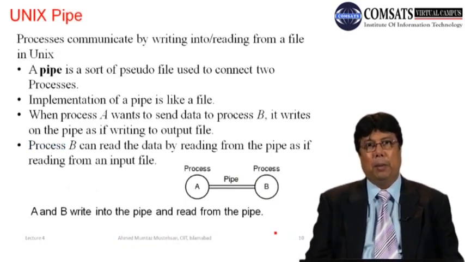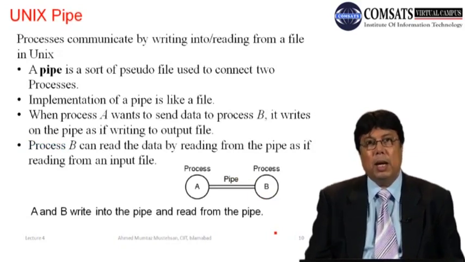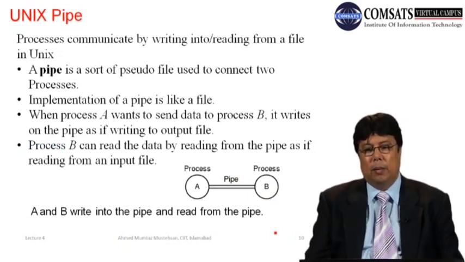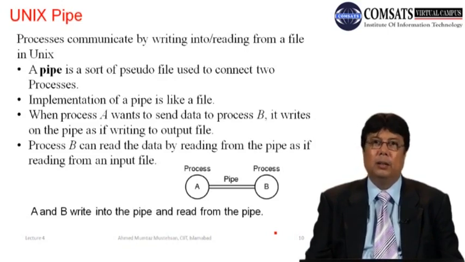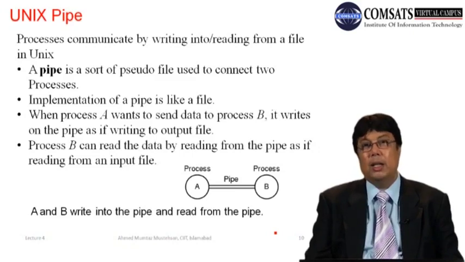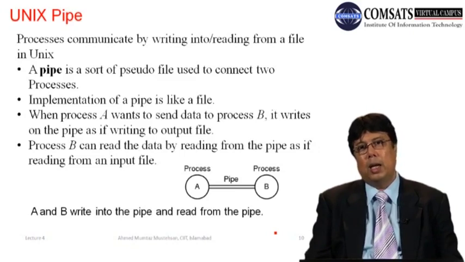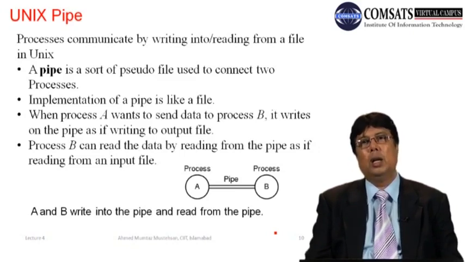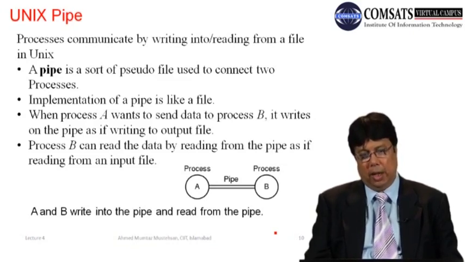Next is a pipe. Processes communicate with each other by writing into and reading from a file in Unix. We talked a while ago that there are different ways through which processes can communicate with each other. Here is an example: two processes can communicate with each other using a pipe. You can establish a pipe between the two processes, and then both processes can start communicating. So you can implement a pipe just like a file.